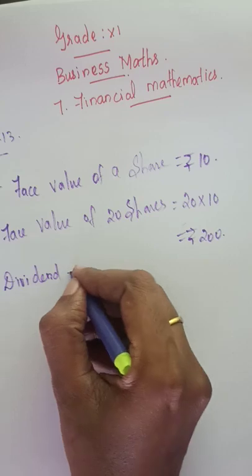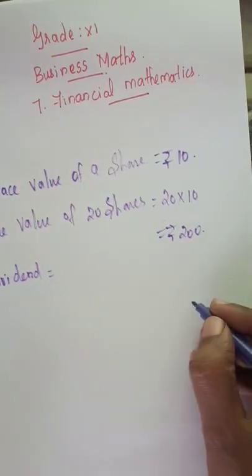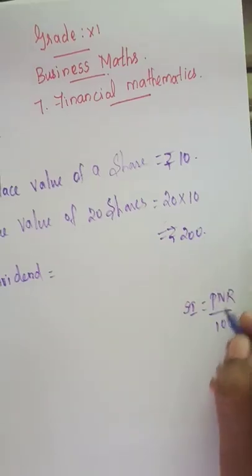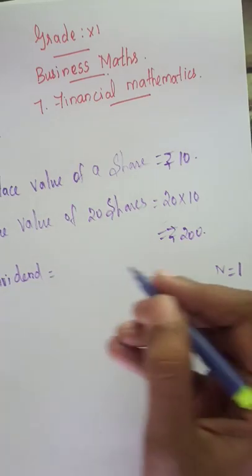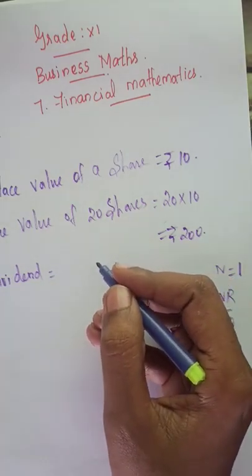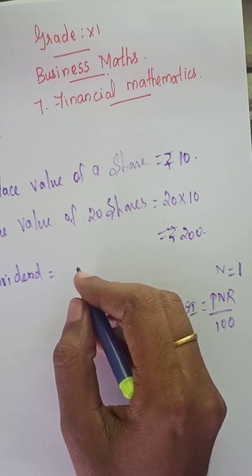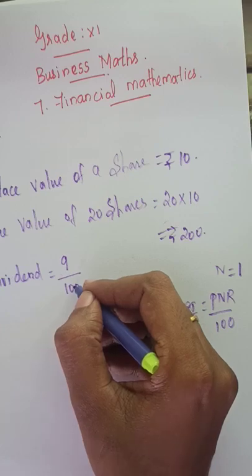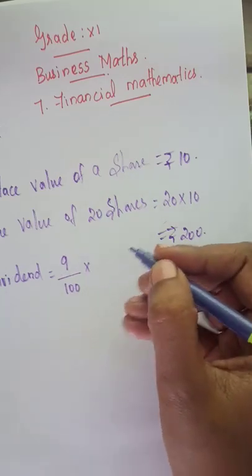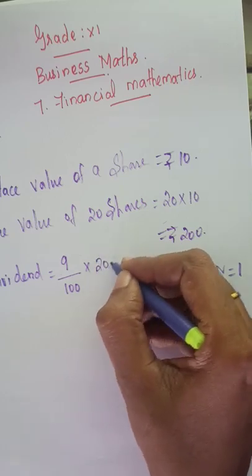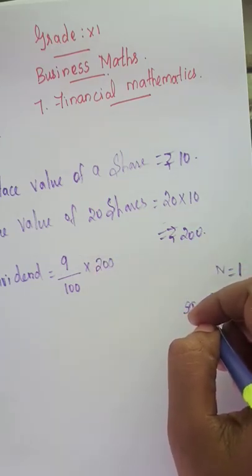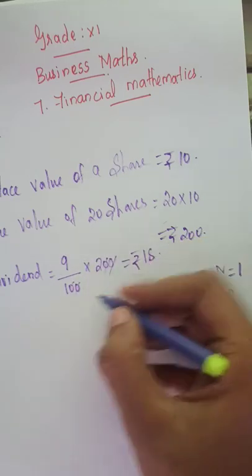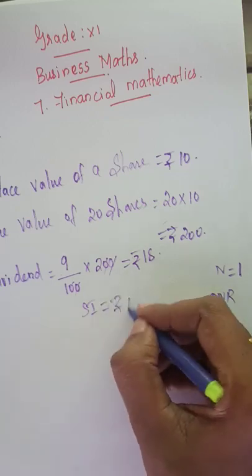So dividend is equal to, you know the formula you learned in lower class, SI is equal to PNR by 100. Here N value is equal to 1. Substituting, dividend means 9%, so 9 by 100 into the face value, that is 200. If you cancel, 9 2s are rupees 18. So this is the value for SI, that is rupees 18.